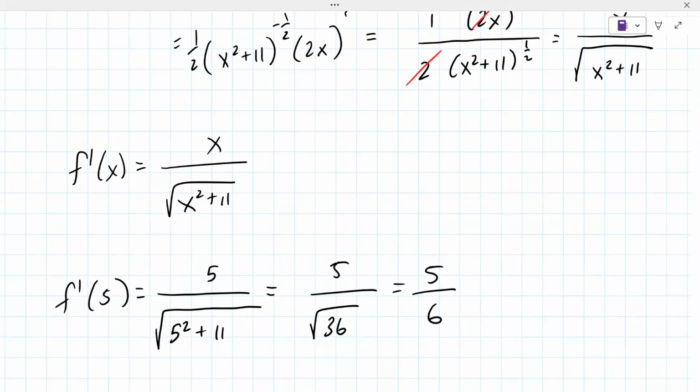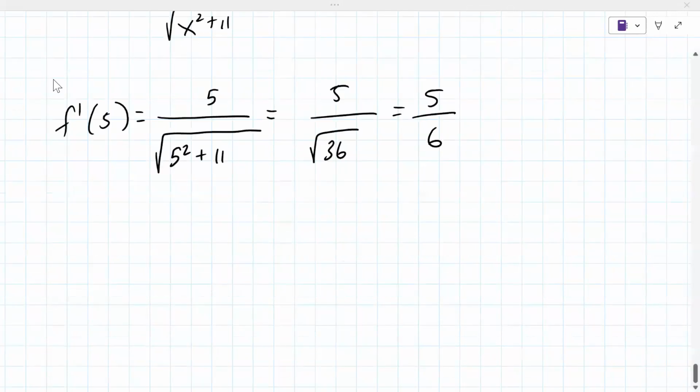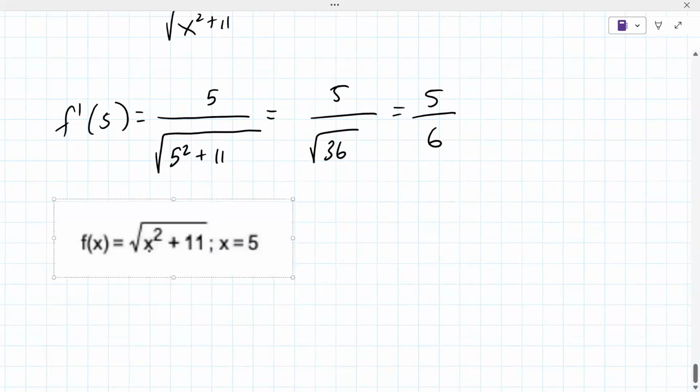Thing two is we need a point. So to get the point, you go back to the original function and you evaluate at 5. So you have to put 5 in for x.